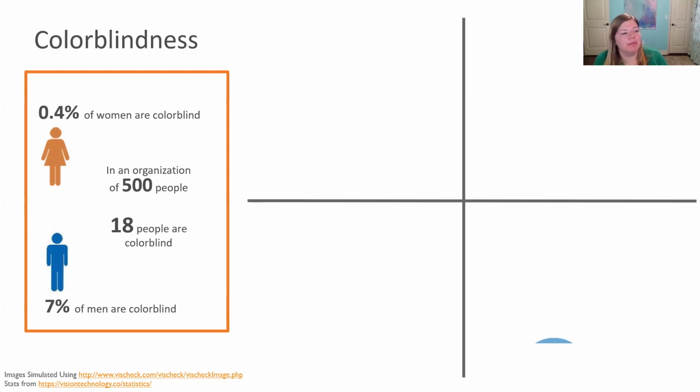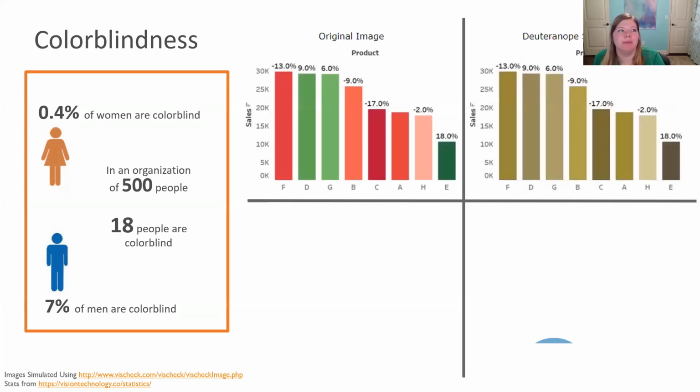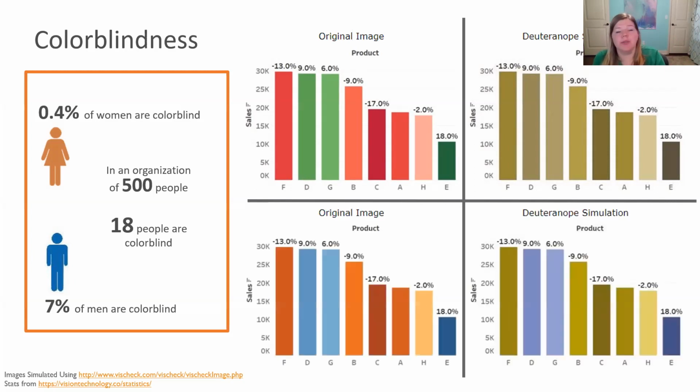So most colorblind people are men. So 7% of men are colorblind, only 0.4% of women are colorblind. So if you consider a 50-50 split in an organization of 500 people, 18 of those people would be colorblind. So if you use the red-green, which is what Excel I feel like typically uses, then that's going to be really hard for them to tell the difference between those. But if you went with the blue-orange, which is the go-to for Tableau, that's going to be much easier for them to see those same trends.